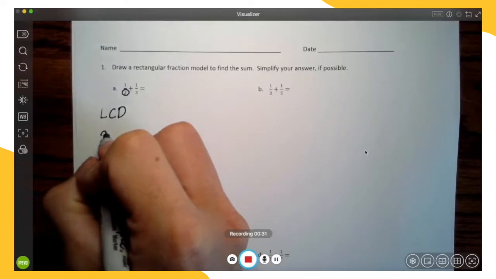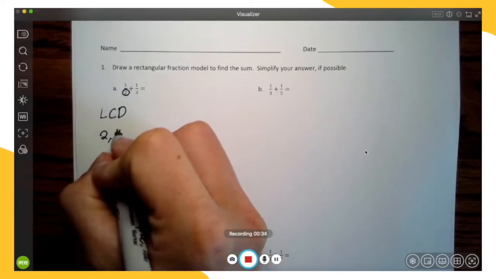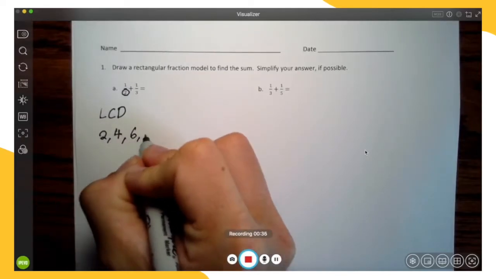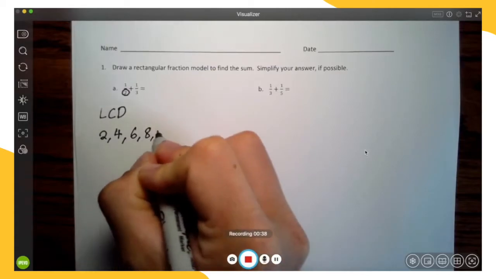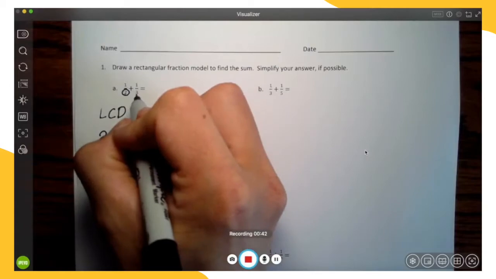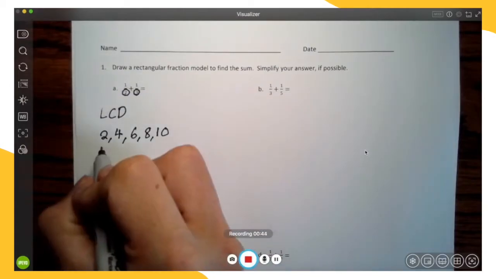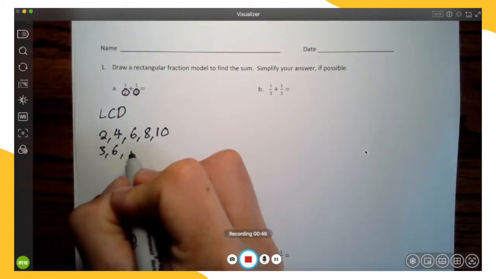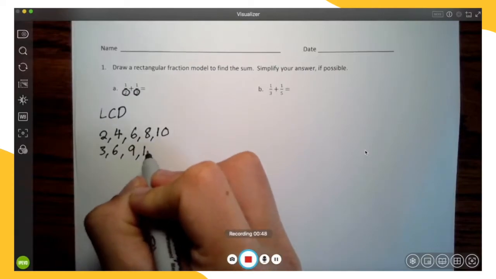So we'll start with 2. 2, 4, 6, 8, 10. You could keep going as far as you want. Now we'll do the same thing with 3. 3, 6, 9, 12, and 15.